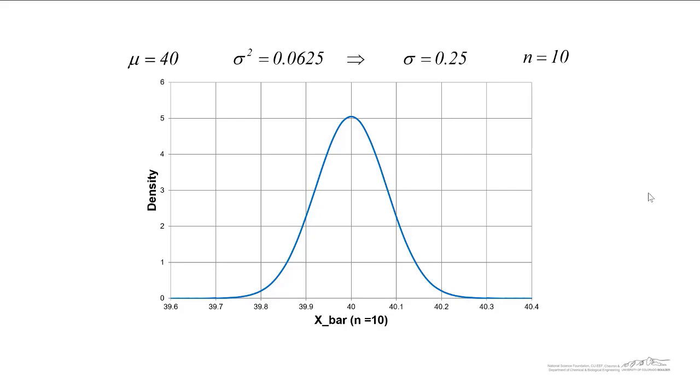And you might be wondering, if the standard deviation is 0.25, and we know that 68% of the distribution lies within plus or minus 1 standard deviation, why is this distribution so narrow? Well, remember that the variance of the sampling distribution is sigma squared over n, or the effective standard deviation is sigma over root n, and that's why this is much narrower. Remember, this is the sampling distribution.